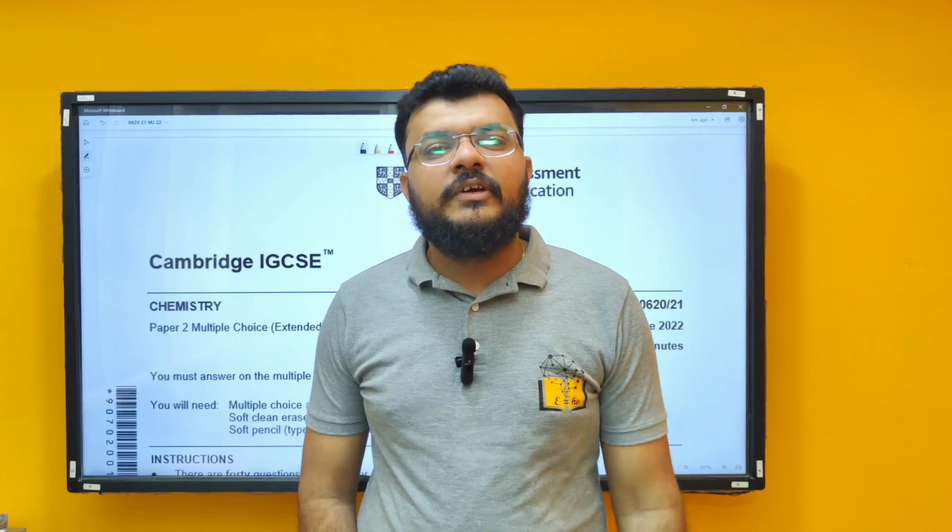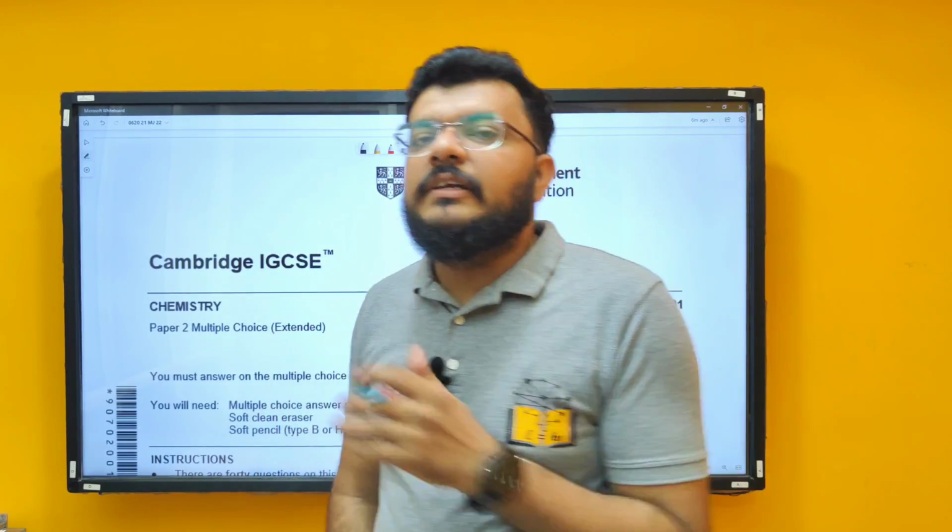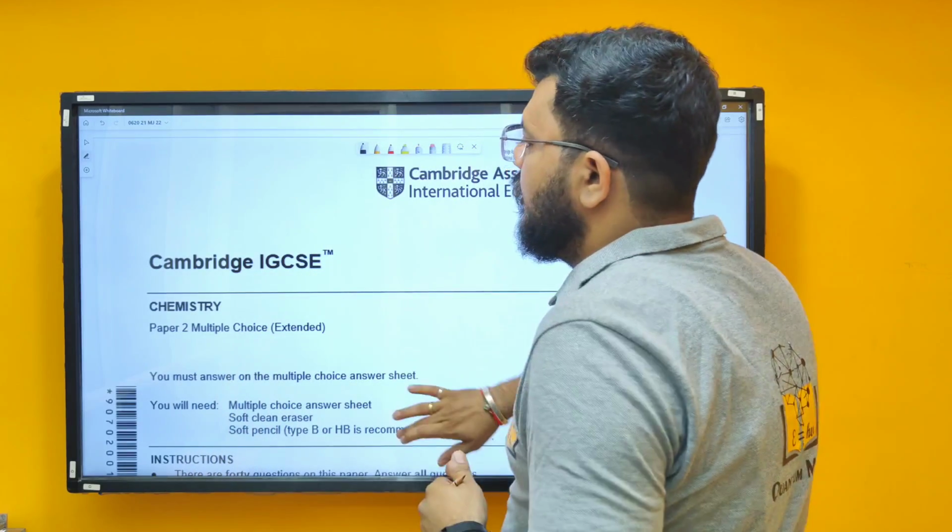I am Divyang and today we are going to solve Chemistry paper 2, variant 2-1. We are going to attempt the May-June 2021 paper.